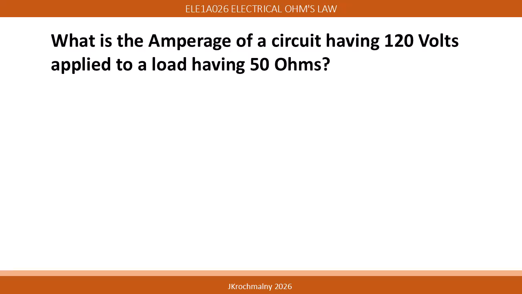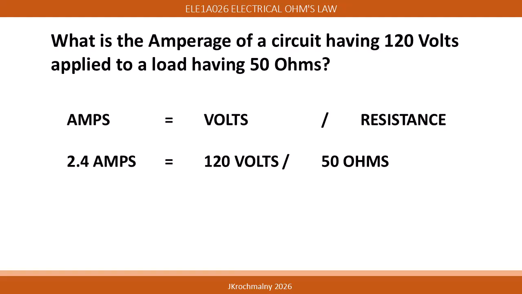What is the amperage of a circuit having 120 volts applied to a load having 50 ohms? Stop this presentation and work out this problem. When you find the answer, continue in this presentation to check your answer. Ohm's Law instructs us to find the amperage by dividing the known voltage by the known resistance. 120 volts applied to a circuit divided by the circuit's 50 ohms of resistance gives us 2.4 amps.